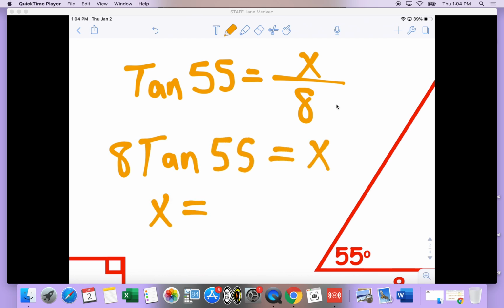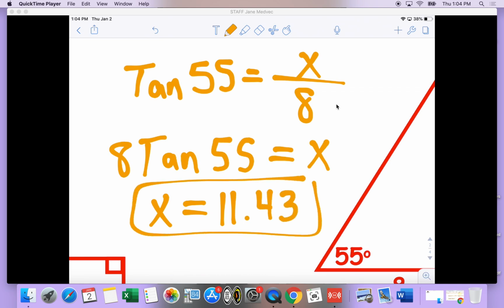X equals, so we're going to grab our calculators again, 8, then tangent, then 55 equals, what do you guys get? Yeah, 11.43. And again, side length. We're not going to do angle measure for a couple of days.